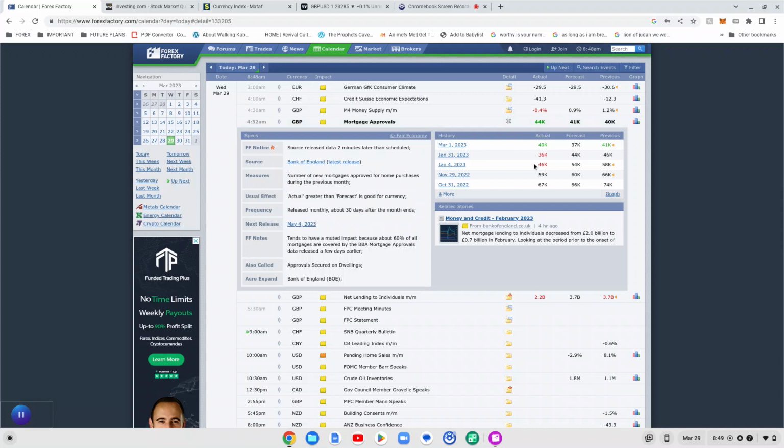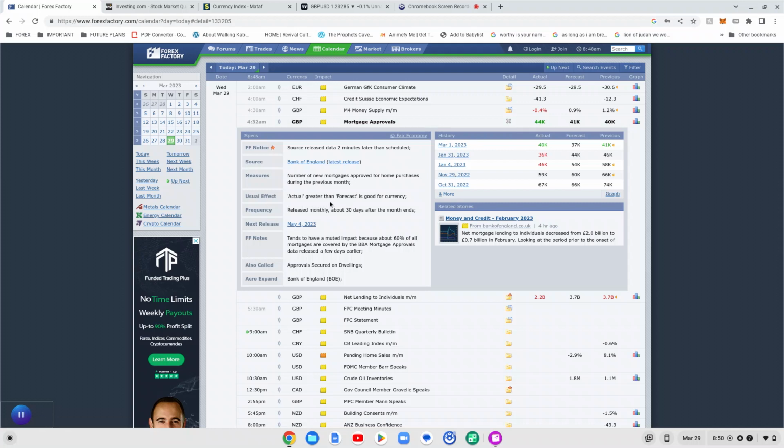So over here, you can see the previous, forecast, and the actual. Sorry, I confused myself. So basically, what it's saying is they projected that the mortgage approvals would be 41K. The actual data that came out was 44K, and that was good for currency, so it is in green. And I didn't see what the effect was on the chart. Sometimes it has an effect, sometimes it doesn't. It just depends.